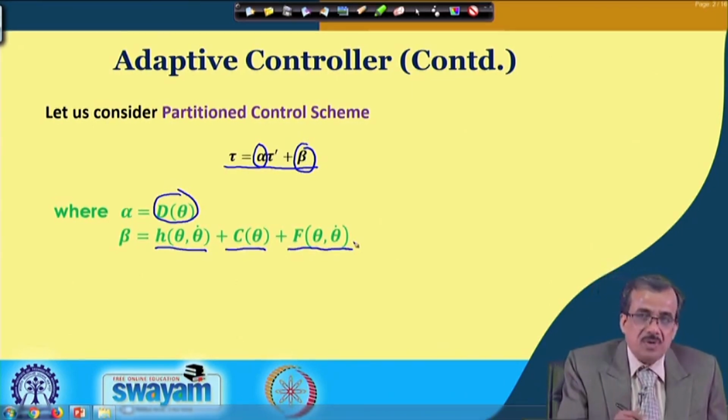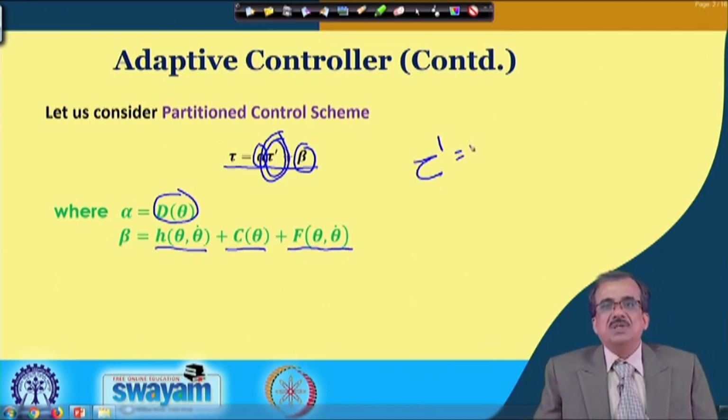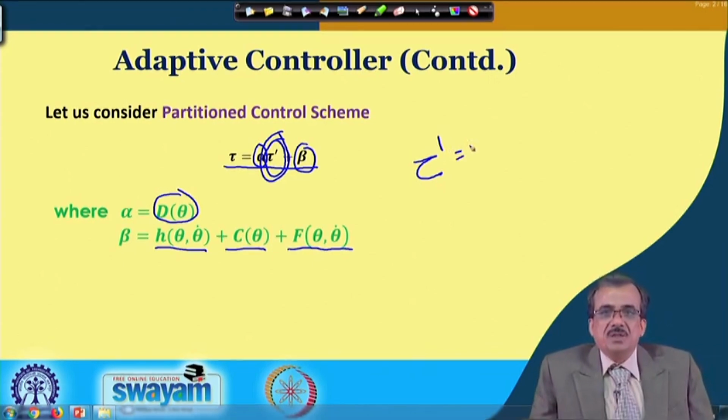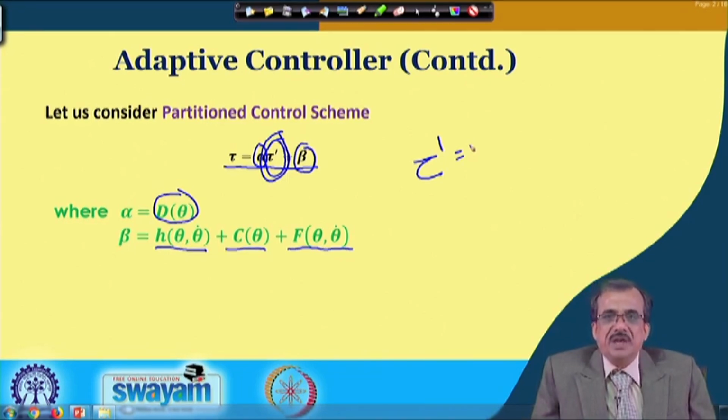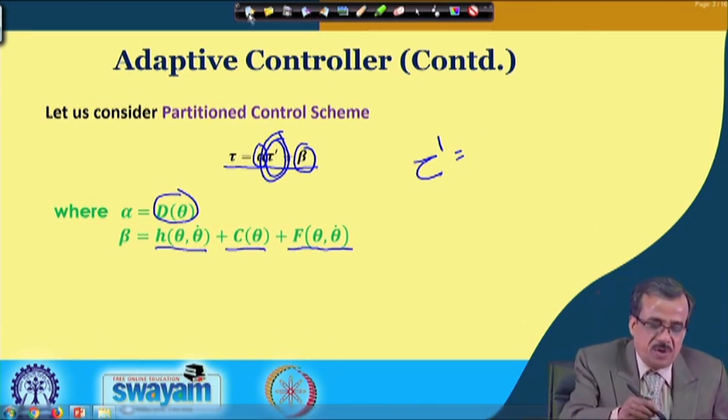Now let us try to find out how to determine this particular tau prime, which is actually our main aim. How do we generate this tau prime so that the motor mounted at the robotic joint can generate that particular motion, that is, the joint angle theta, accurately, and provide the required torque.